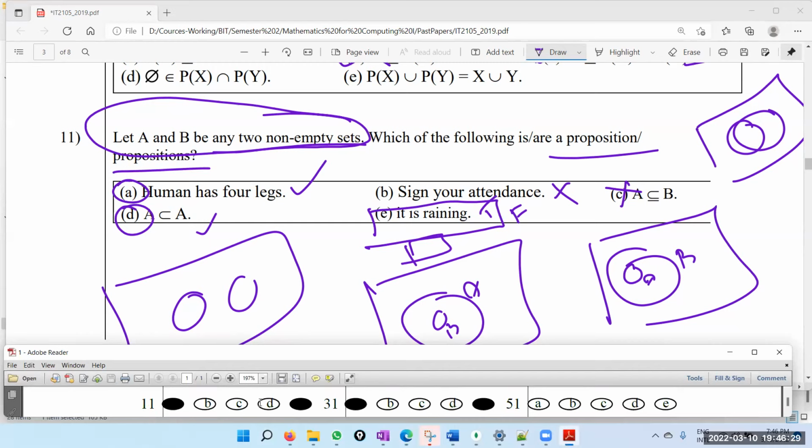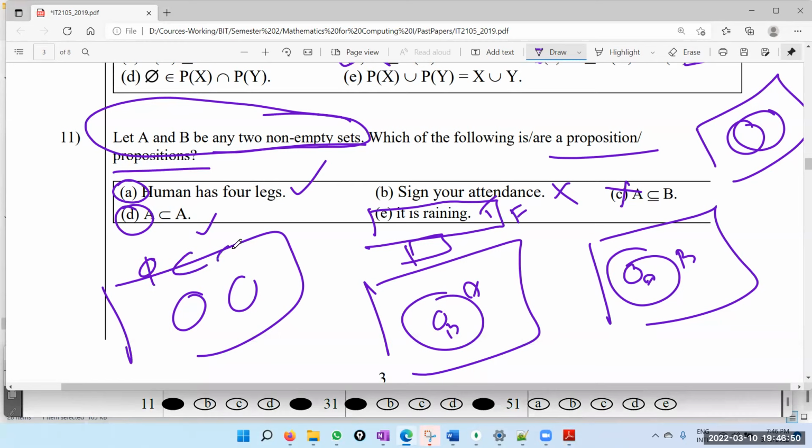Yes. Oh, that is strange. The examiner has taken A and D. How come? Why not D? A is a proper subset of A. If A is an empty set, can we say that A is a proper subset of A? No. If A is a non-empty set, can we say that A is a proper subset of A? No, because that is false.